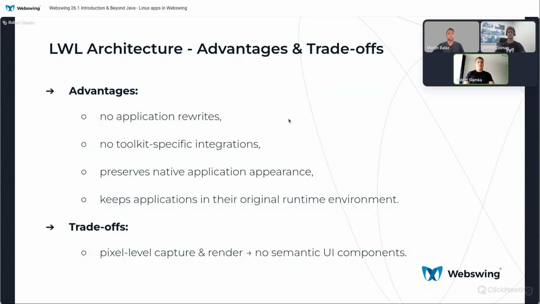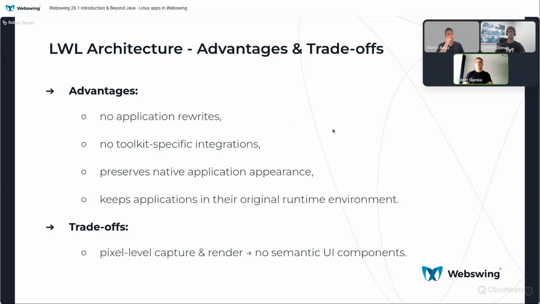We also have some trade-offs, or to be specific, one. When it comes to capturing and rendering the application output, we have to do it at the pixel level. This results in not having any semantic UI components in the browser, so you will not find any HTML tables or buttons or links in the HTML. It will all be just images. While this could be a trade-off in some niche use cases, it's also the same thing that allows us to preserve the native application appearance, since we don't have to recreate UI components.